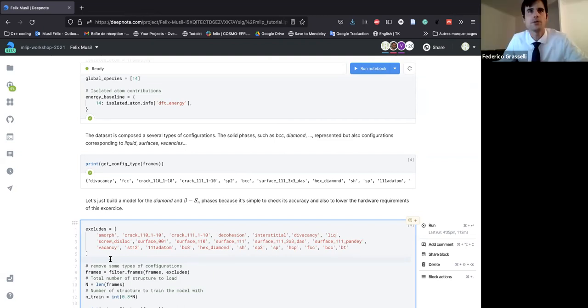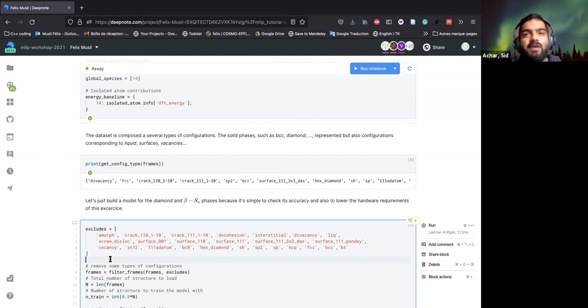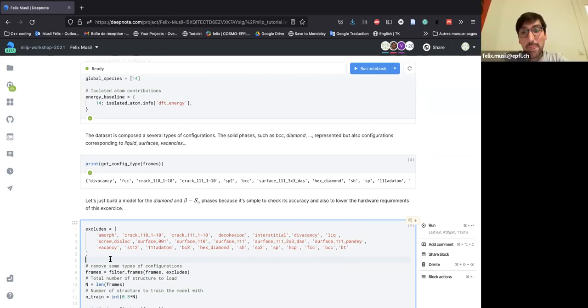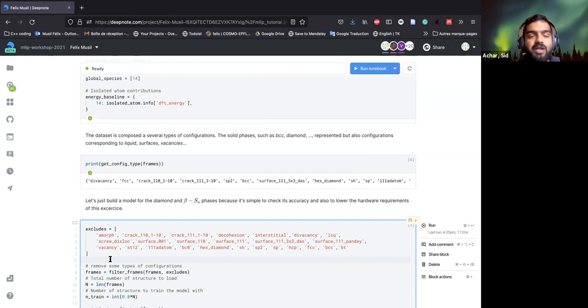So we have a last question by Ahar Sid. Great presentation. You've used SOAP to generate your descriptors, which are atom-centered. I was wondering if you also accounted for weighting, because I've heard that adding extra weights removes the faraway effects of interactions. You don't want interactions of one particular atom with something that's very far away, and I've heard weighting helps with that. So have you tested weighting for SOAP?